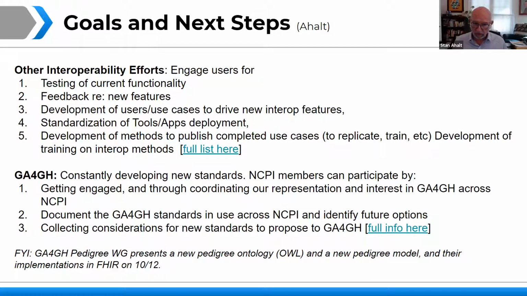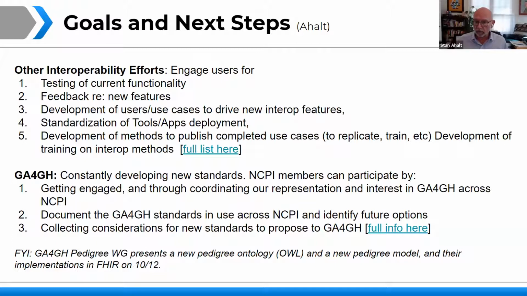We have to find a way to standardize tools and apps and the deployment, which includes doing testing for security and trust. And then finally, developing methods, methodologies, processes to publish completed use cases so that we can both replicate those and train on it. And in fact, we need to go ahead and develop training on interoperability methods. GA4GH, they're constantly developing new standards. We can participate by getting engaged and coordinating our representation.